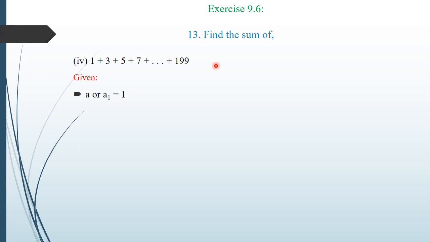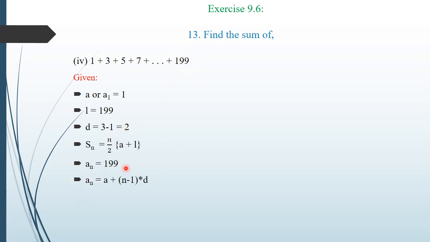That is, first note down the given data: a or a1 is equal to 1. Last term is 199 and the common difference we know, that is a2 minus a1, that is 3 minus 1 equal to 2. Applying the formula, that is Sn equal to n by 2 into a plus l. Here we don't know n, that is, at which location this 199 is present. Therefore, in order to calculate that, I'll consider this last term as an and I'll calculate n. Therefore, an equal to 199.